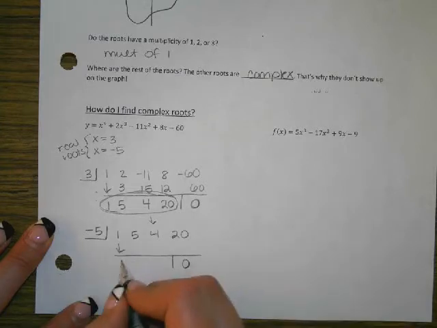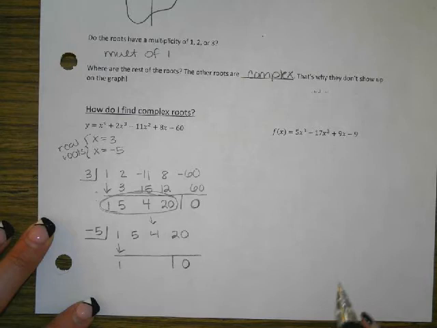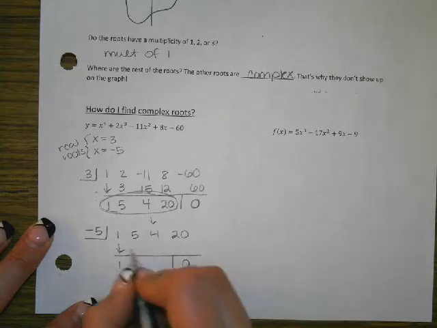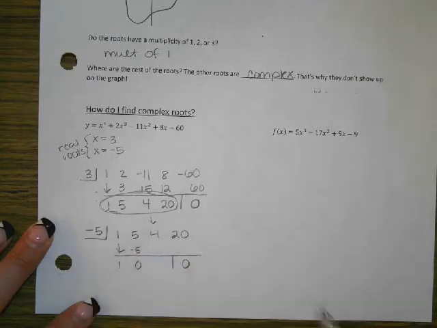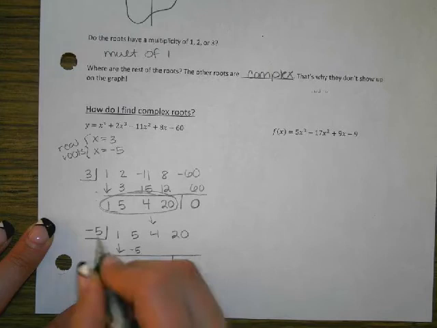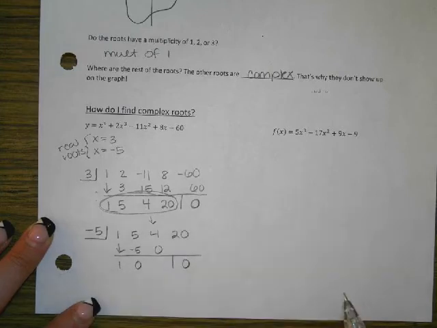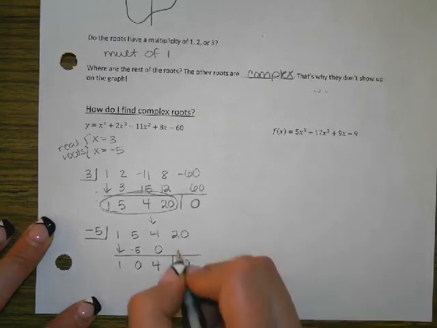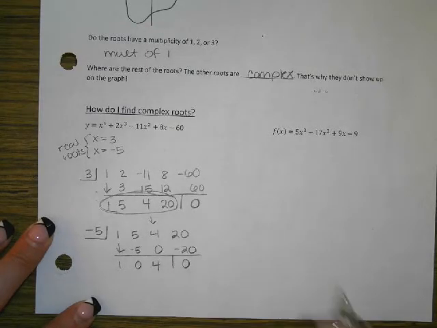So I drop the 1 down, there's my 1. 1 times -5 is -5. That gives me 0. 0 times -5 is 0. That gives me 4. Negative 20. And that gave me 0 like it should, right?